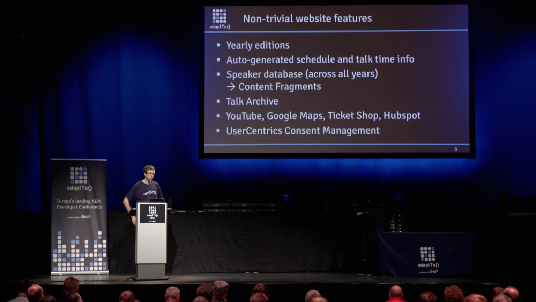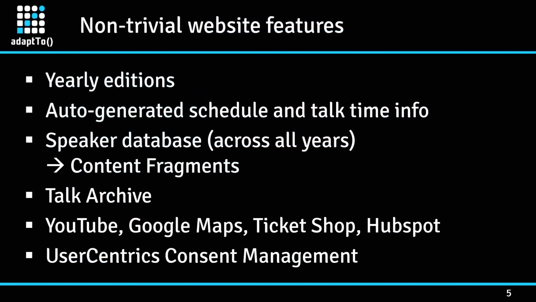Looking at the adaptTo website, you might think it's a very trivial one because it's just a couple of content pages, but it has a set of non-trivial website features which made it a very good candidate to be migrated to Franklin because, of course, we wanted to stress the platform a bit and see what is possible beyond just publishing some content pages. So first, we have some kind of multi-tenancy, having yearly editions back to the very first edition in 2011, and we keep all the old websites as an archive for the old talks, for example.